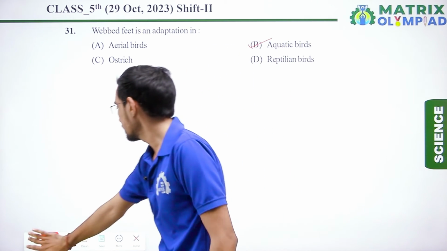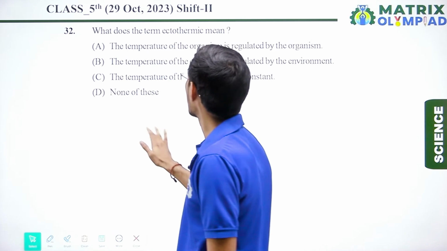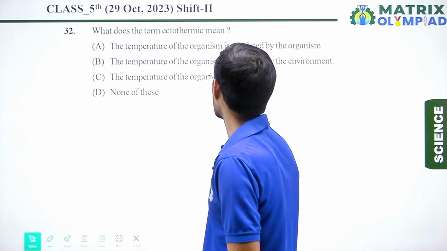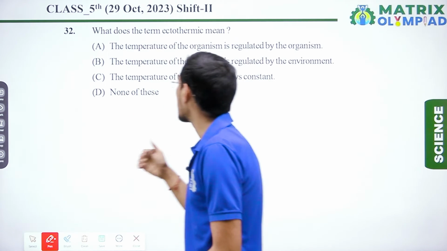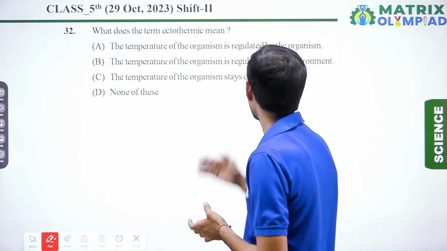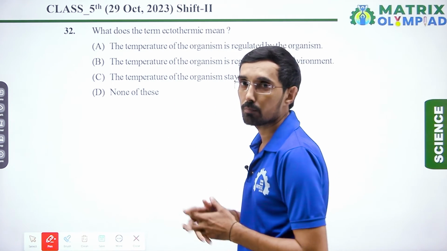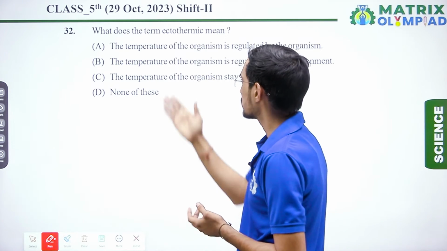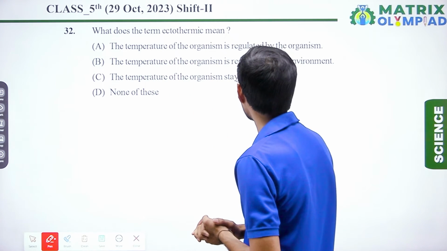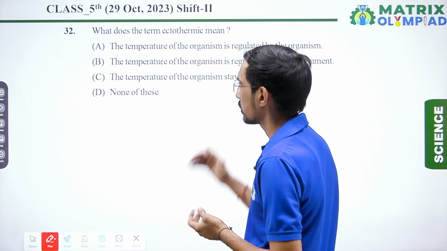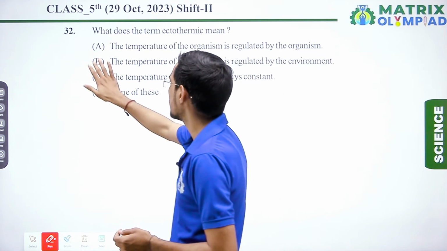Next question is, what does the term ectothermic means? Ectotherm means those organisms whose temperature is regulated by the environment. So our correct option will be the temperature of an organism is regulated by the environment. So our correct option will be option B.